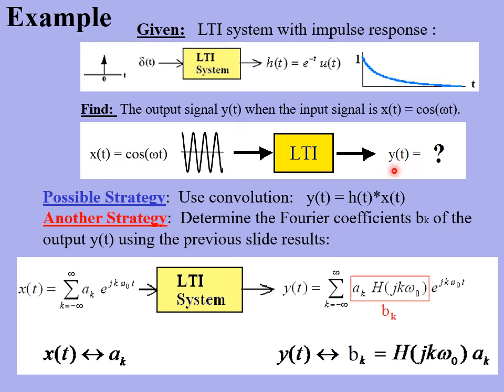One way to do this problem is the convolution method. The output here would be the convolution of this function with this signal. And that would work, certainly. But what we're showing now is that we have another strategy. We're going to find the Fourier coefficients, b sub k, of the output by using the Fourier coefficients of the input. We already did some of this work. Basically, we're going to find the Fourier coefficients of the input, where the input is cosine of omega t, and then find the Fourier coefficients of the output and work backwards to find y of t. So let's go ahead and do this.